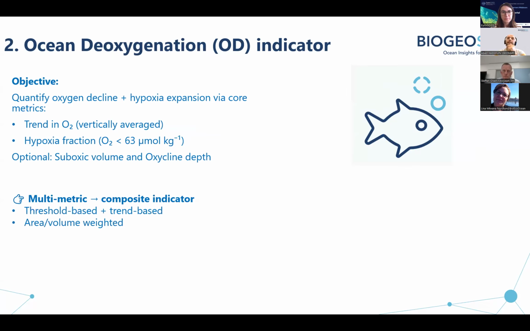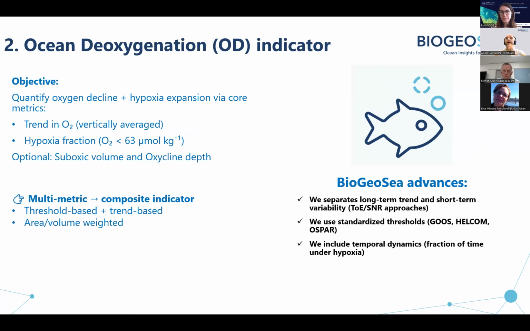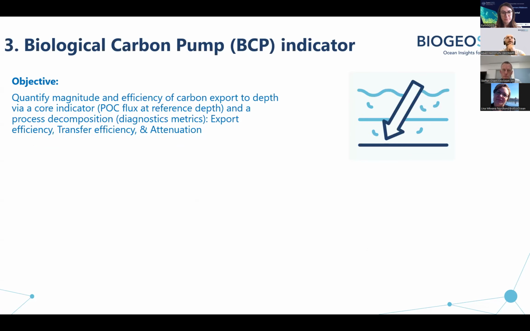And also for this indicator, we are designing a composite indicator as well. And the advances are many. So we separate long-term trend and short-term variability. Also through clear time of emergence approaches, signal-to-noise ratio approaches. We use standardized thresholds that are also highlighted by global and regional entities like EuroGOOS, HELCOM, OSPAR, etc. We include temporal dynamics, fraction of time under hypoxia as an example.